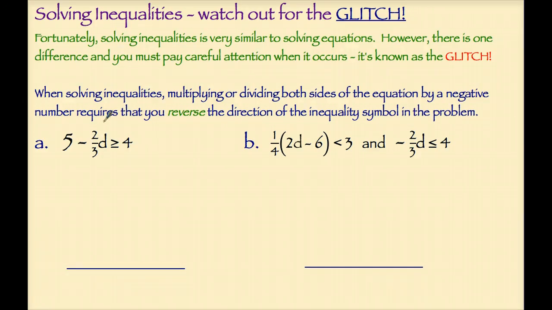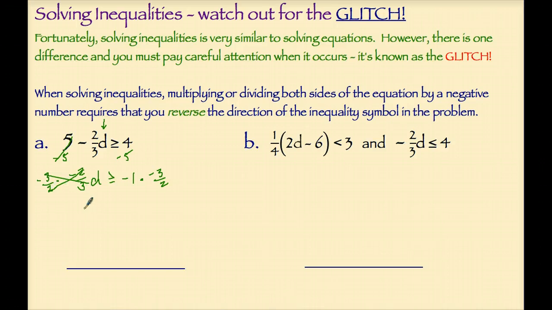For this first one, notice that D is consolidated in one location, so we need to start moving things away from it. I'll subtract 5 from both sides. This leaves negative 2/3 D, and then greater than or equal to negative 1. Now, adding or subtracting doesn't trigger the glitch, so far, so good. However, our next step will be to multiply both sides by the reciprocal of this coefficient, which, by the way, is a negative number. And yes, boys and girls, that is the glitch.